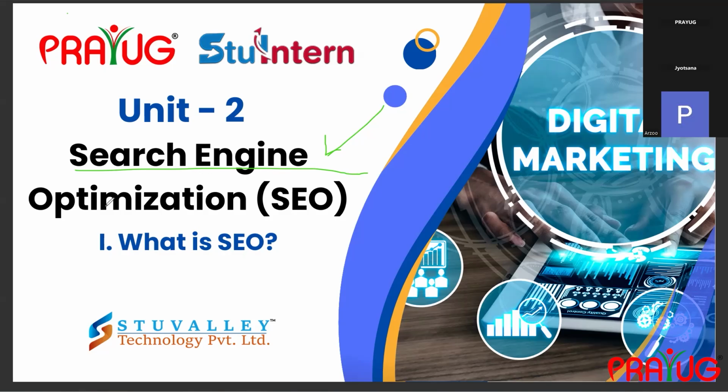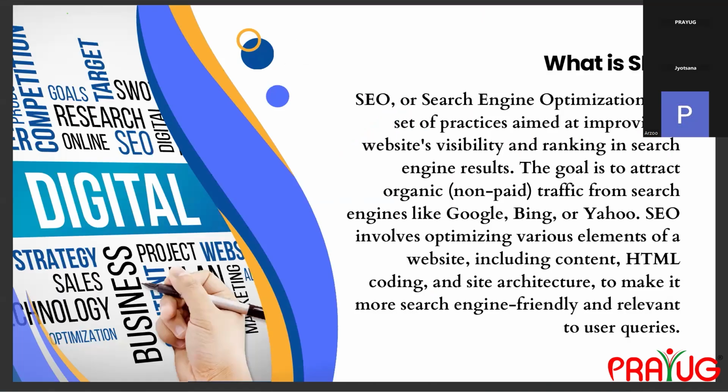Then we have the term optimization. You have to understand what is optimization. Optimization is basically when you try to make things better or more efficient, or when you try to use something in a better, efficient way. So now you have to understand search engine and then optimization. We have to optimize our website or web pages so that we can rank it in a better way. That is how you have to understand SEO.